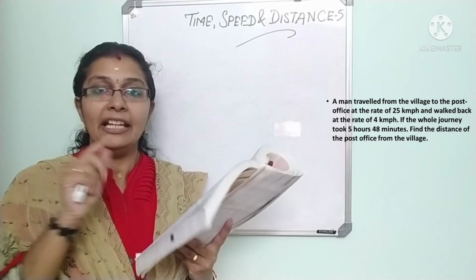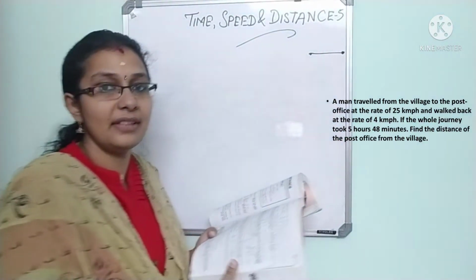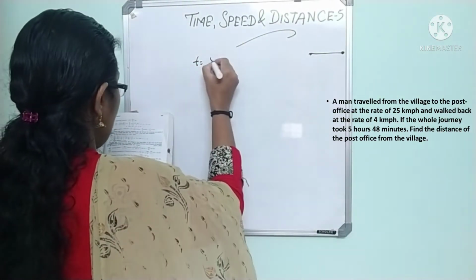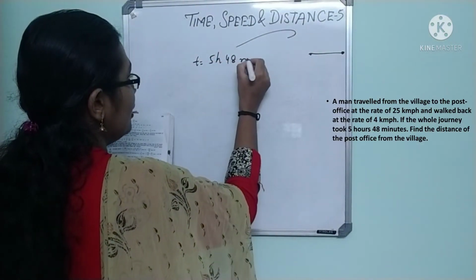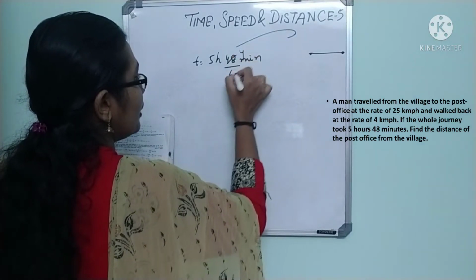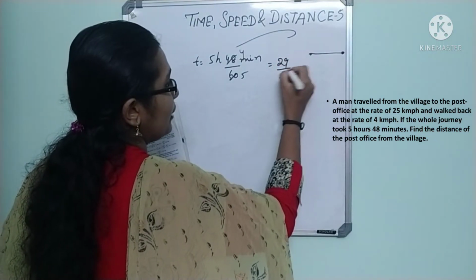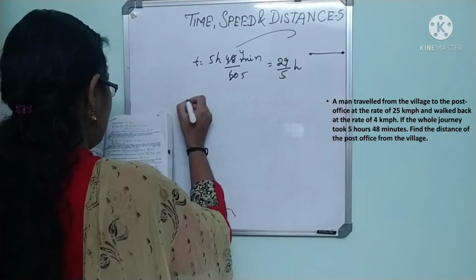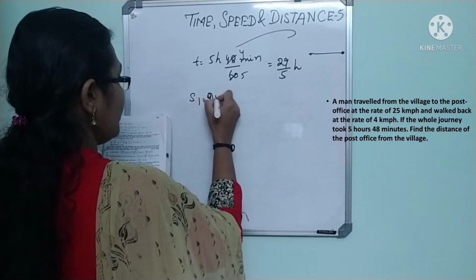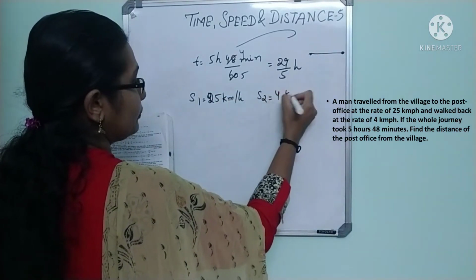So what they are saying is, he is covering the same distance from here to here. If he is going and coming back to the same position, and the data is given, you write it down. Time is equal to 5 hours 48 minutes, so 48 by 60 hours. 12 4s are 48, 12 5s are 60, 5 5s are 25, 25 plus 4 is 29 by 5 hours. And two speeds they have given: speed 1 is 25 km per hour, and speed 2 is 4 km per hour.